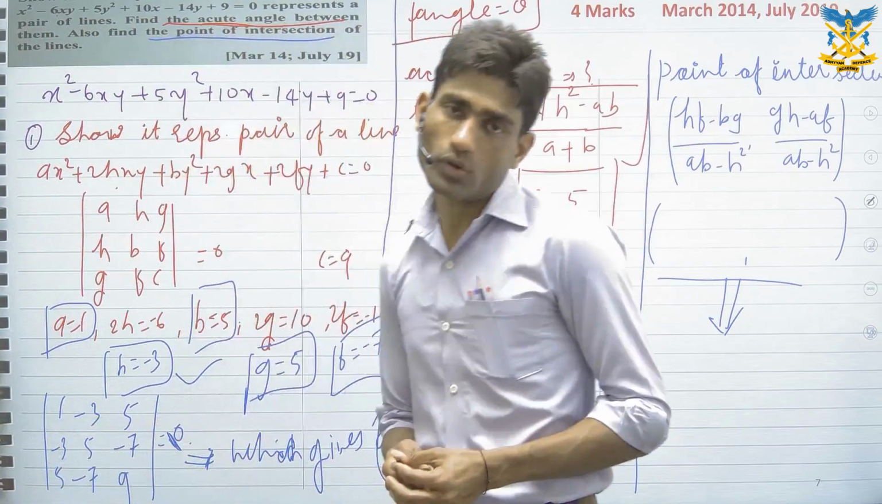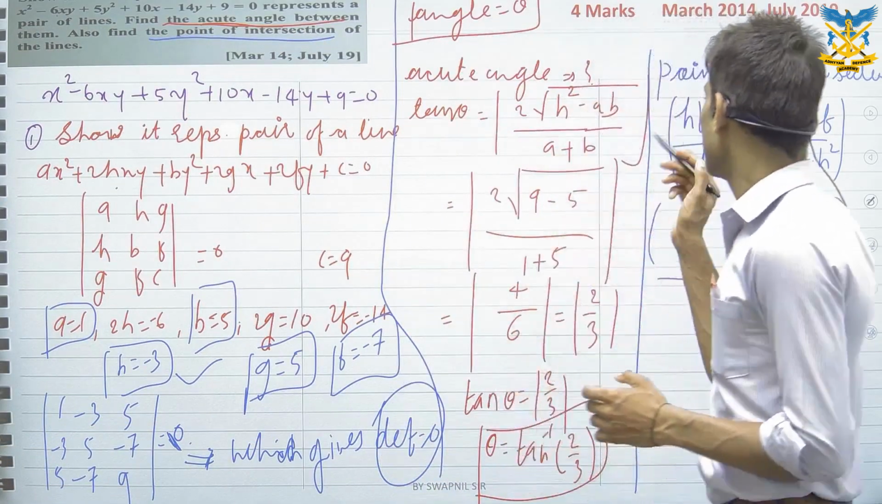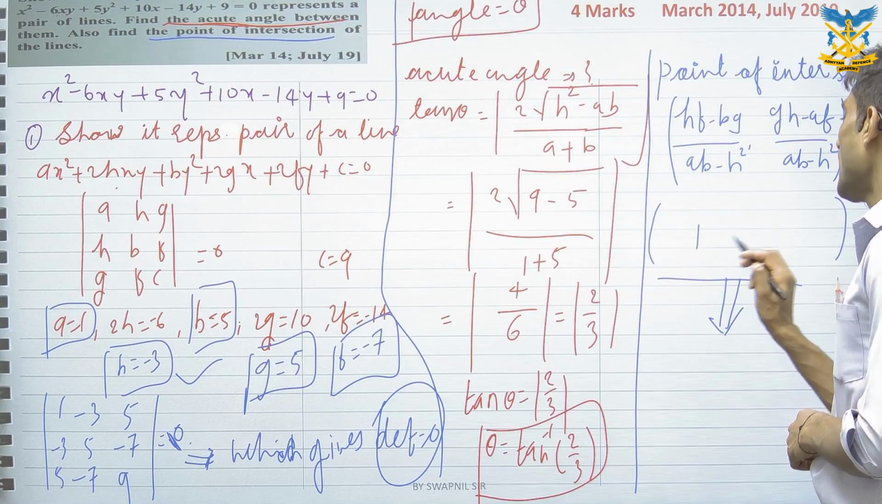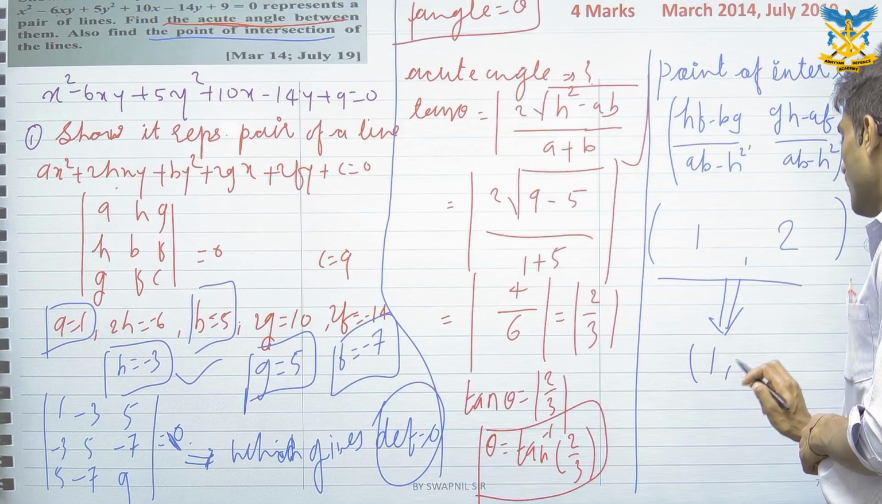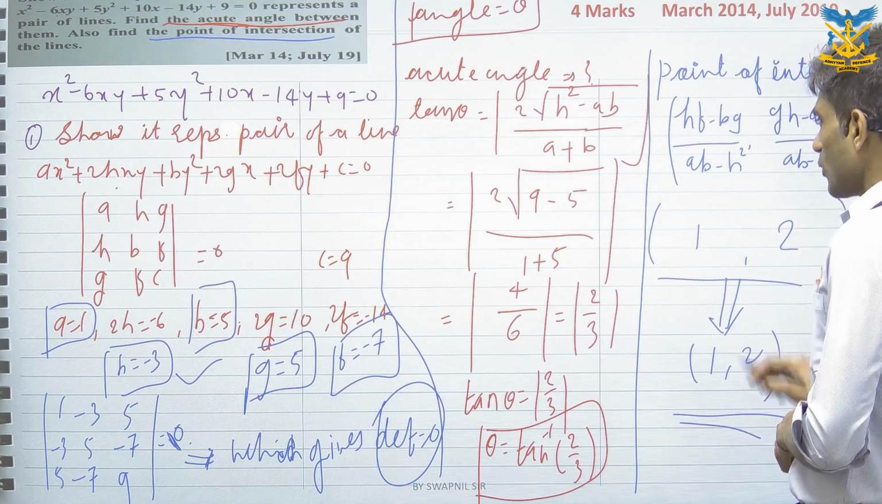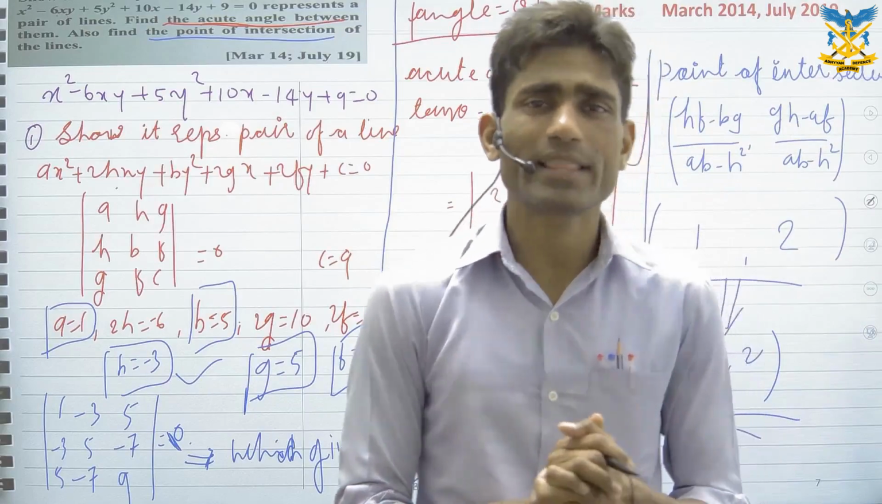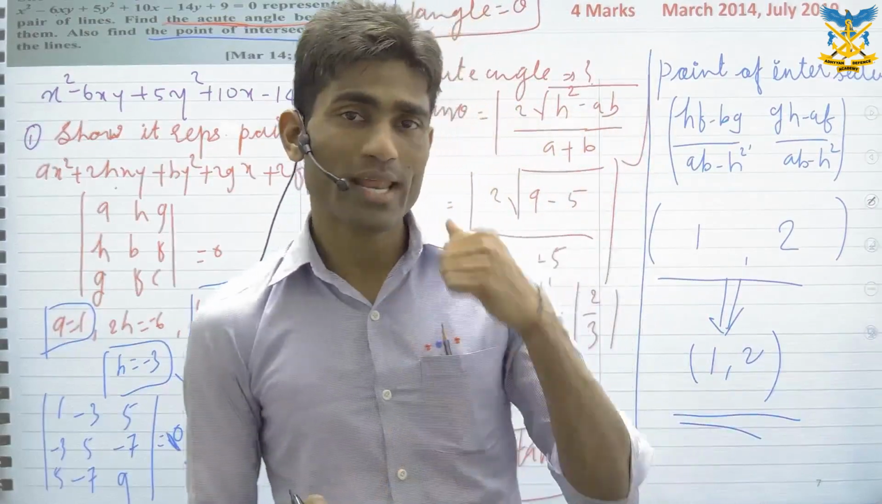So the required coordinates, HF minus BG and GH minus AF, as 1 and 2. So this is our required coordinate 1 and 2. Go for the calculation. These are just small positive, subtraction and addition calculations. I'm expecting that you have understood this example.